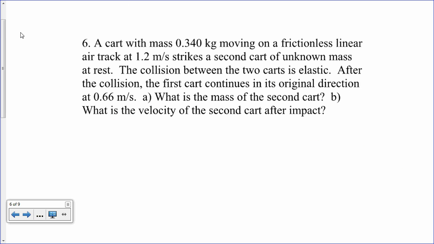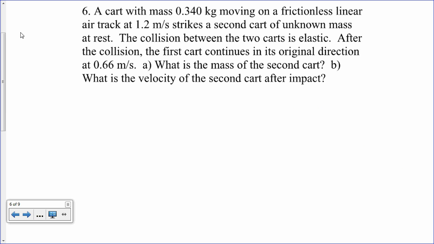All right, a cart with a mass of 0.34 kilograms moving on a frictionless linear air track at 1.2 meters per second strikes a second cart of unknown mass at rest. The collision between the two carts is elastic. Elastic means that energy and momentum are both conserved. So the initial momentum is equal to the final momentum, and the initial energy is equal to the final energy. After the collision, the first cart continues in its original direction at 0.66 meters per second. What is the mass of the second cart? And what is the velocity of the second cart after impact?